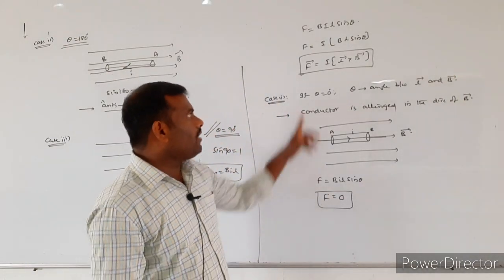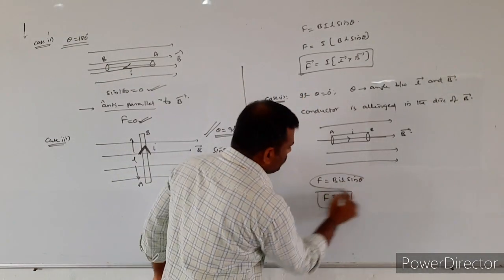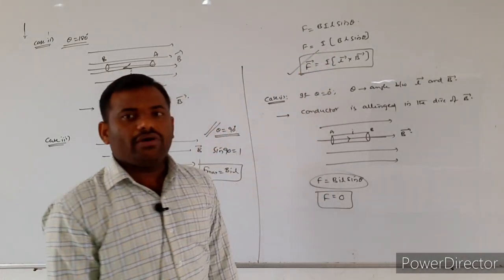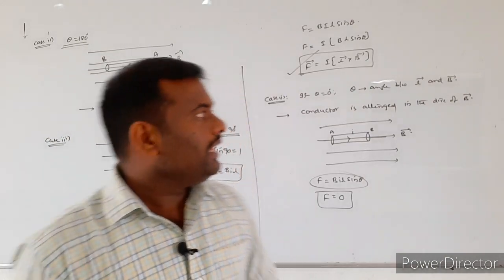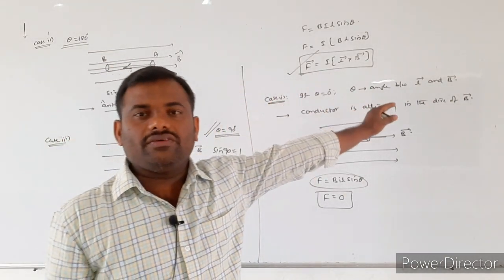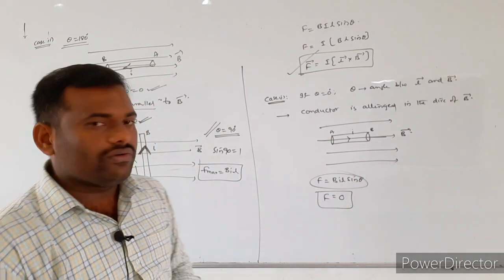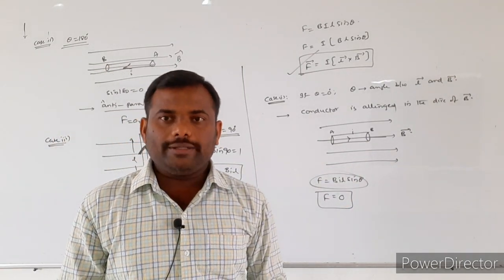So what formula do we have to remember? This is the magnitude, F is equal to B I L sin theta, and this is the vector notation, F bar is equal to I into L bar cross B bar. This is a very important question in the board examination. So F bar is equal to I into L bar cross B bar.